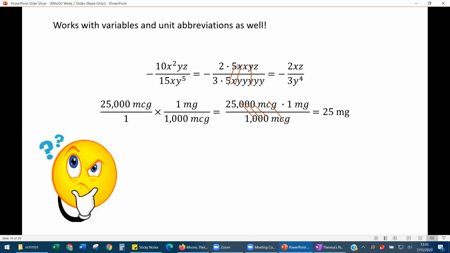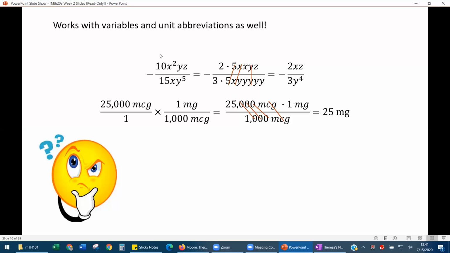So notice 2 5s. These are common in the top and bottom. We can cancel them. There's an x common in the top and bottom. We can cancel that. There's a y common in the top and bottom. We can cancel that. So on top, we're left with 2 times x times z, which is just written as 2xz. On the bottom, we have 3 and 1, 2, 3, 4 y's. So I'm going to write it as 3y to the fourth, and then the negative stays.